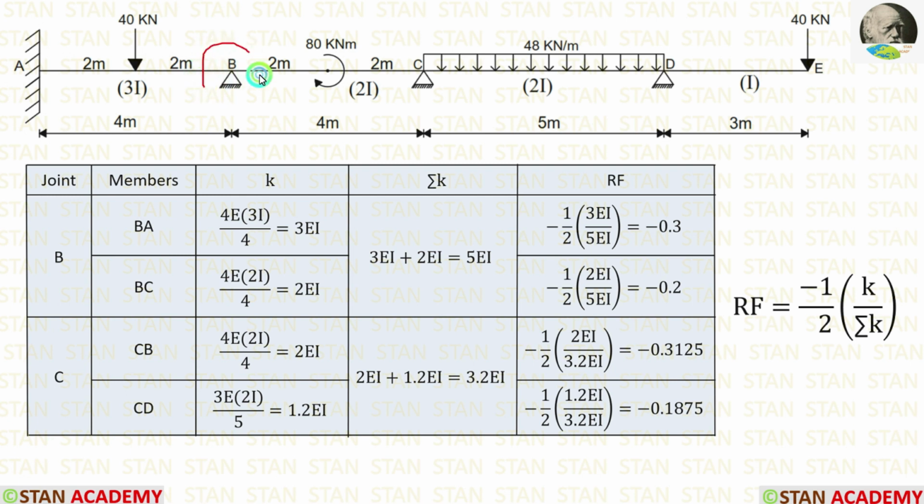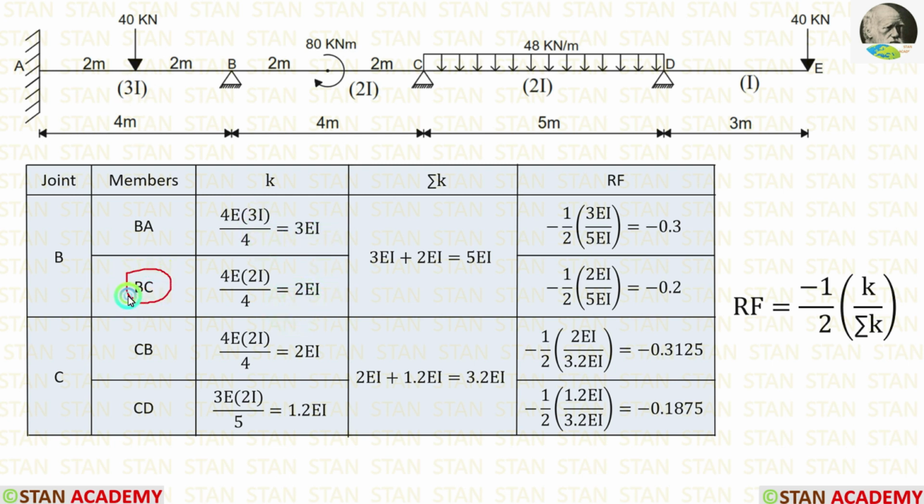First, let us calculate for BA. For that, from the point B, we have to look at the point A. In the point A, we are having a fixed support. If the far end is fixed, the formula is 4EI by L. The length of AB is equal to 4 meter. The moment of inertia is 3I, so instead of I, we have to apply 3I. Finally, we are getting 3EI.